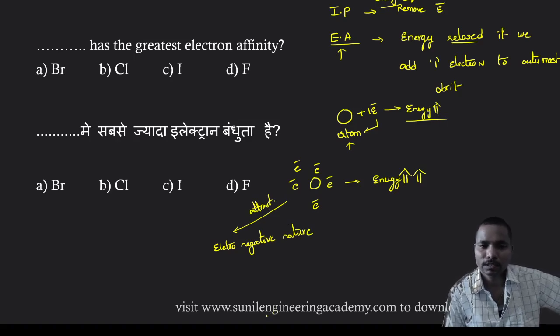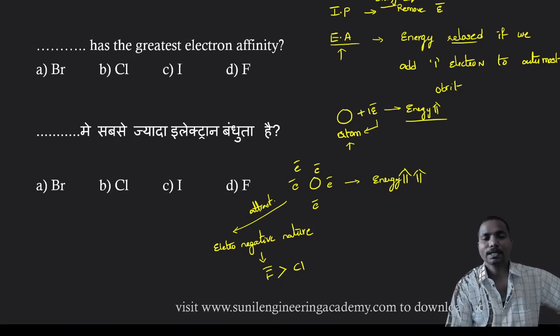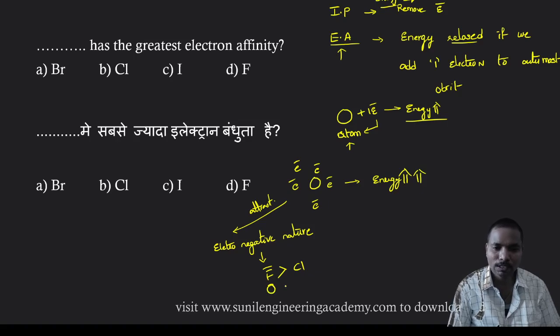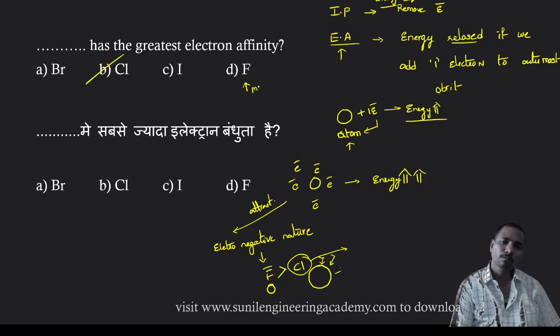Here, in electronegativity, fluorine has the highest electronegative nature. After that, chlorine. So the answer may be chlorine. But here, fluorine's size is somewhat less, while chlorine has more size. Because of the more size of chlorine, it attracts more electrons than fluorine. So chlorine releases more energy if you add the electron. So the greatest electron affinity is chlorine. But fluorine is the most electronegative.